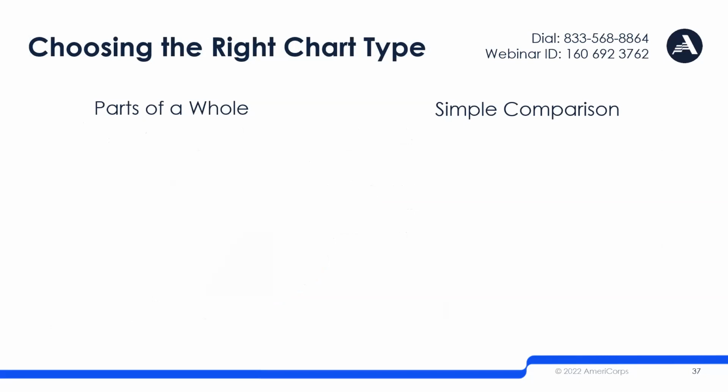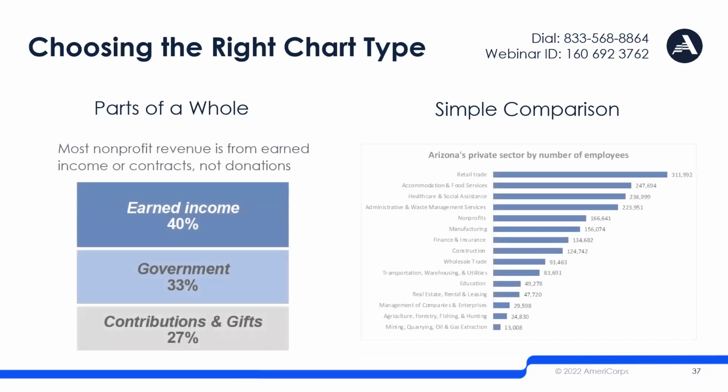When you're creating charts, knowing what works with your data includes having a basic understanding of what kinds of charts typically work well with which types of data. Here we have 2 different data types, parts of a whole and simple comparisons. These tend to work best with different types of charts.